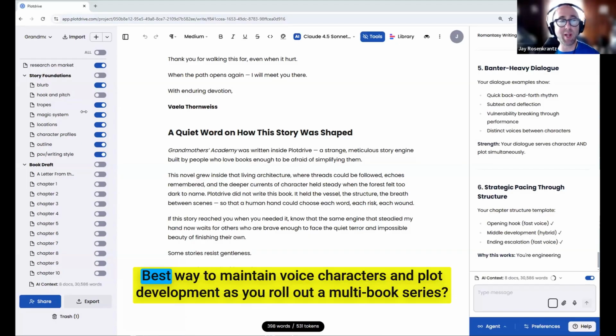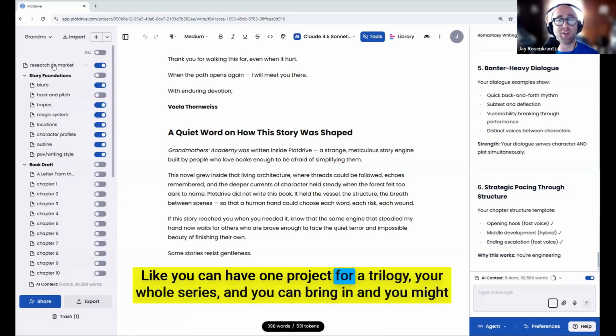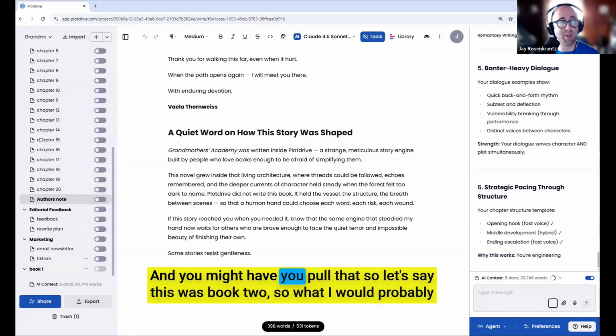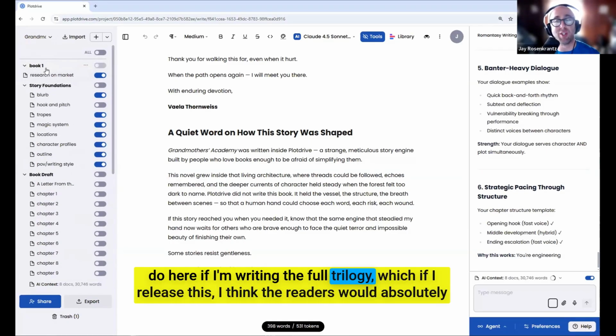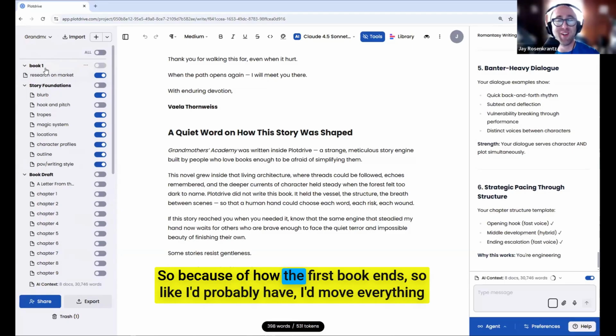But absolutely, the best way to maintain voice, characters and plot development as you roll out a multi-book series, you can do it a couple of ways. You can have one project for a trilogy, your whole series, and you might have a folder that's book one at the top. So let's say this was book two. What I would probably do here if I'm writing the full trilogy, which if I release this, I think the readers will absolutely kill the author if there is not a full trilogy, because of how the first book ends.